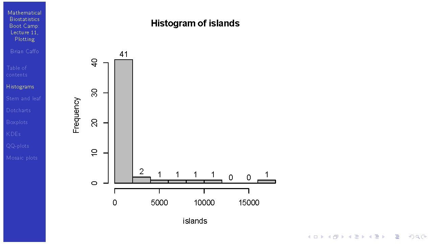You can see this is a very crummy histogram. It doesn't tell you much information. And the reason is because most of the islands are really small, and there's only a handful of big ones. And so maybe there's something more informative we can do.